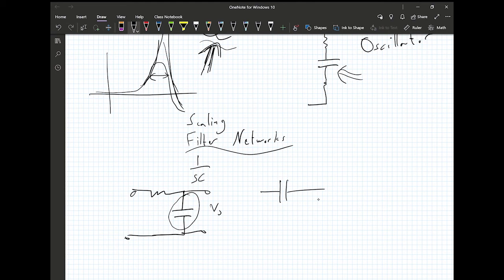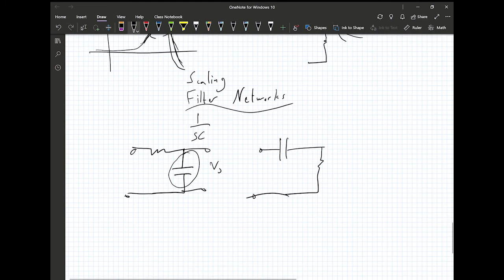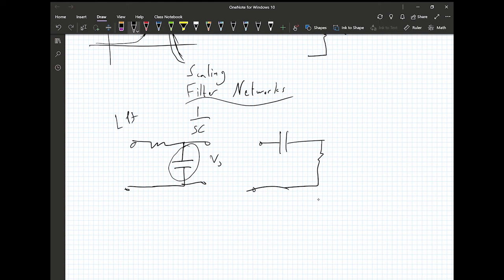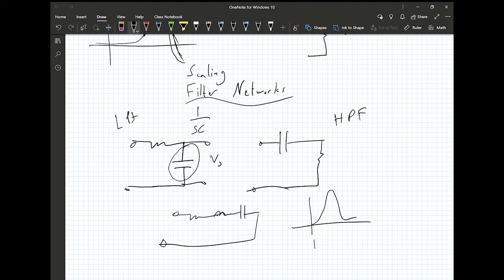This is a high pass filter, right? So this is a low pass filter, a high pass filter, and then a band pass filter is just an RLC circuit, something like that. Okay. So this is a band pass filter. If you plot its frequency response, depending on what you consider the output to be, it will either look like this or it will look like this. Okay.